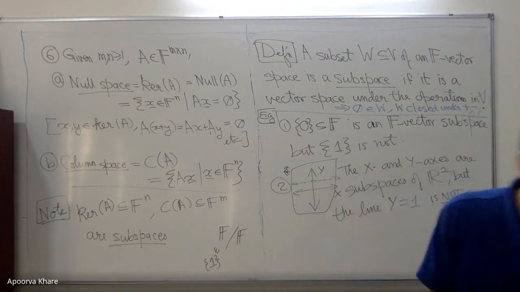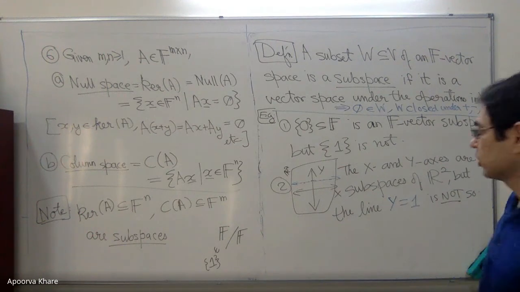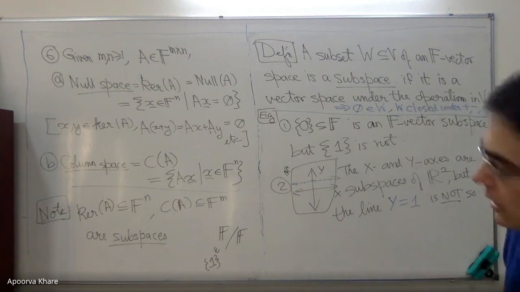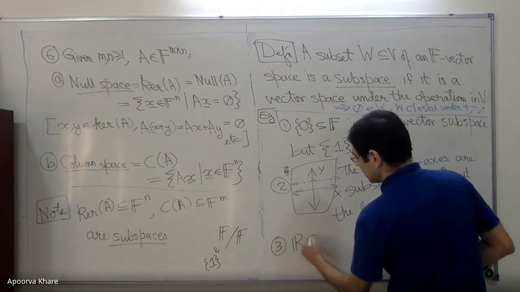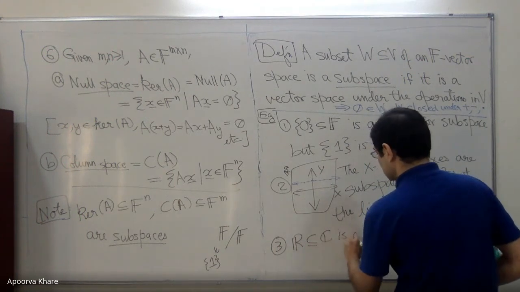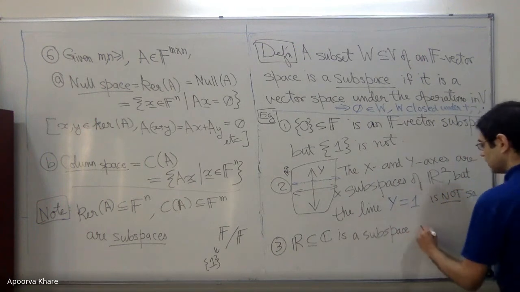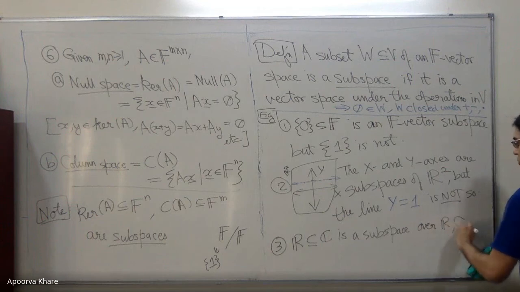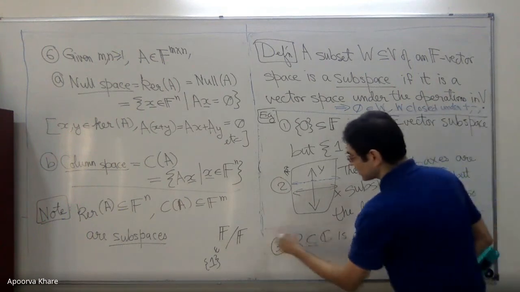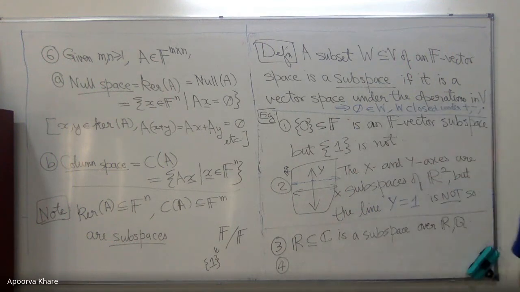We saw two examples. I can tell you more. Certainly, we saw other examples here. So R or C. R is a subspace over any of the fields that R contains, so either R or Q. And so it's a Q vector subspace, it's an R vector subspace. Okay, one more maybe.